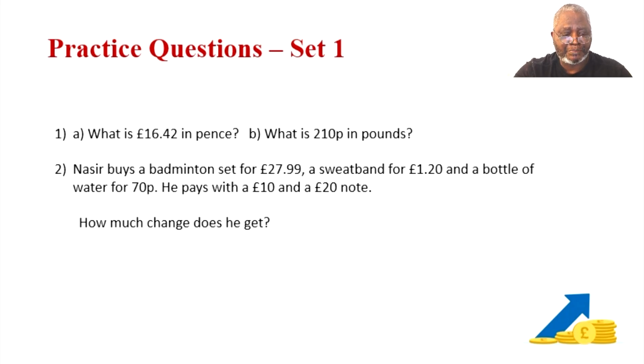Question 2. Nazir buys a badminton set for £27.99, a sweatband for £1.20, and a bottle of water for 70p. He pays with a £10 and a £20 note. How much change does he get? £10 and £20 notes means he paid with £30 in those notes, and therefore he is entitled to a change.